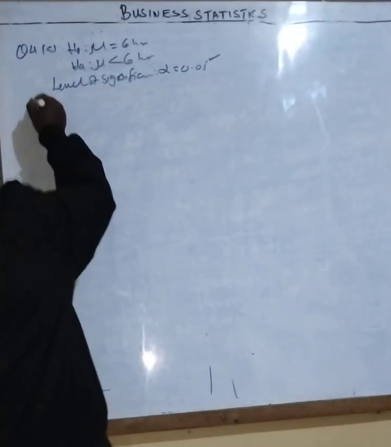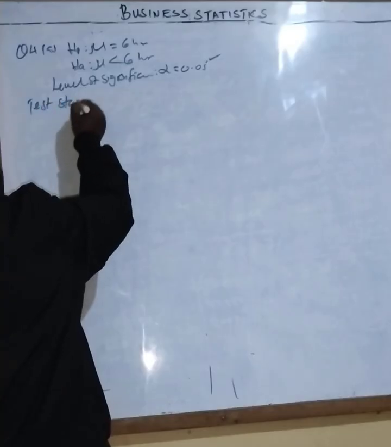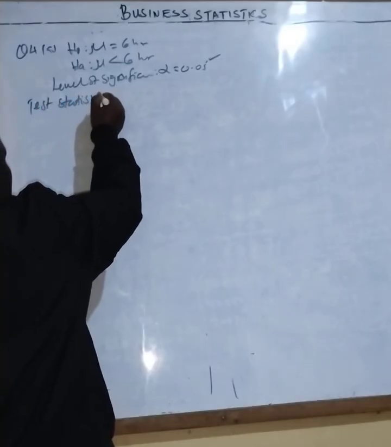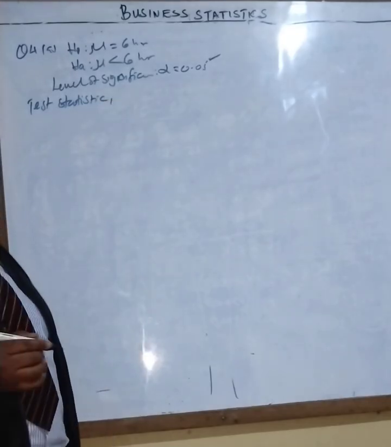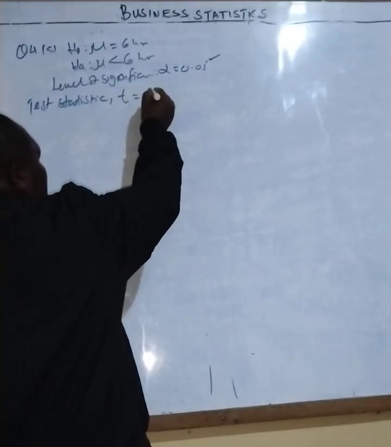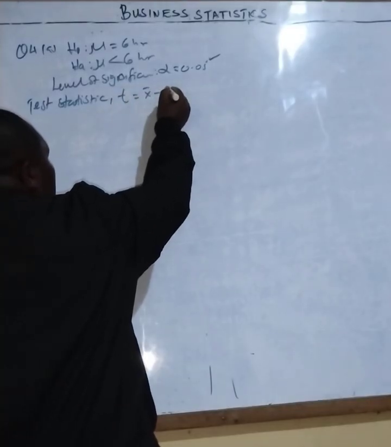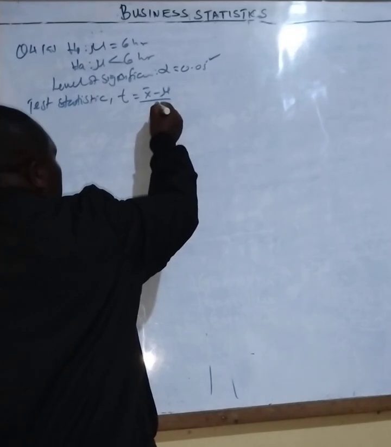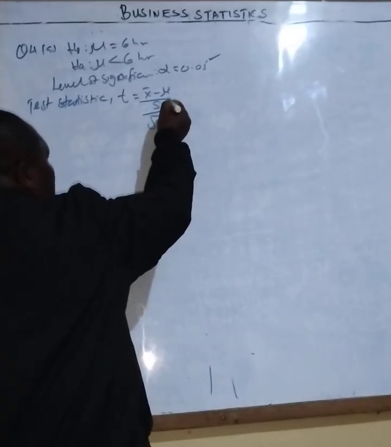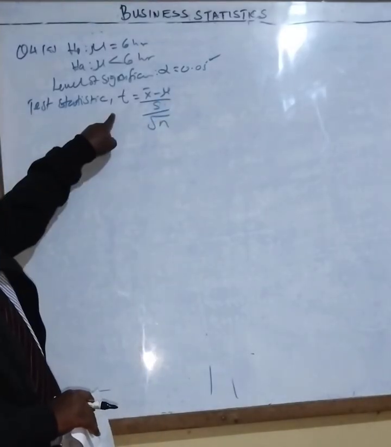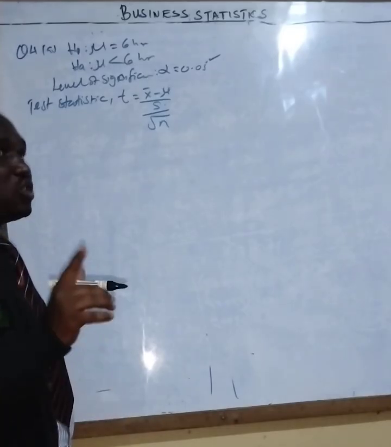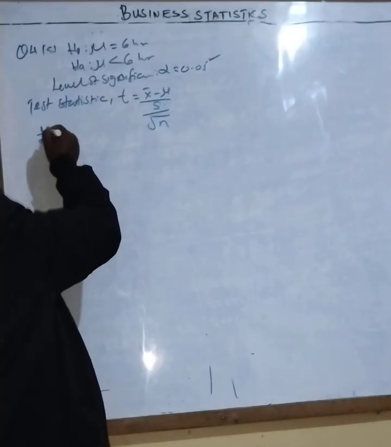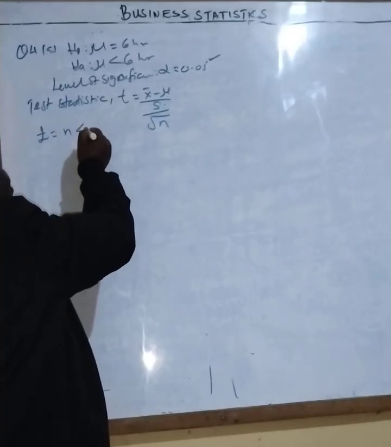Then, what is your test statistic? In this case, it is a normal distribution, yes, but it is T, which is given by x-bar minus mu over s over root n. It is the same as Z, yes, but because it is less than, when you go back to our notes, you are saying, for us to use T, n must be less than what? 30.